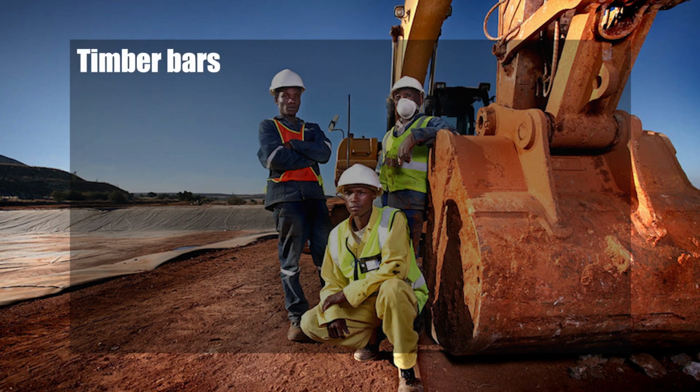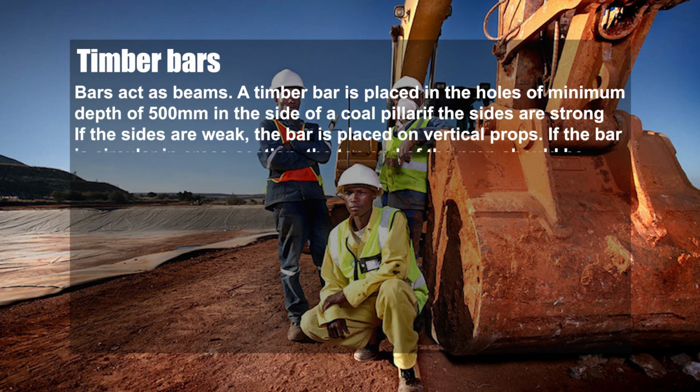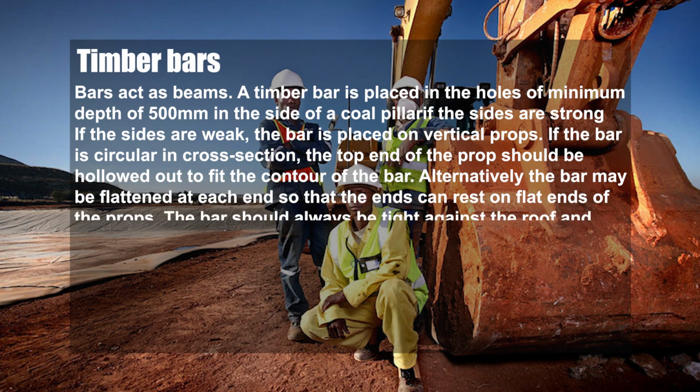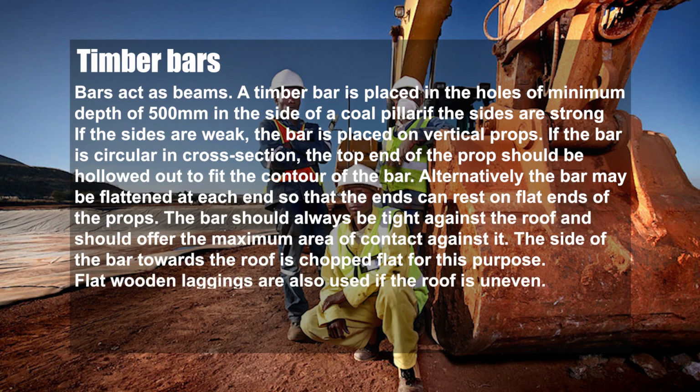Next, timber bars. Bars act as beams. A timber bar is placed in holes of minimum depth of 500 mm in the side of a coal pillar, if the sides are strong. If the sides are weak, the bar is placed on vertical props. If the bar is circular in cross section, the top end of the prop should be hollowed out to fit the contour of the bar.